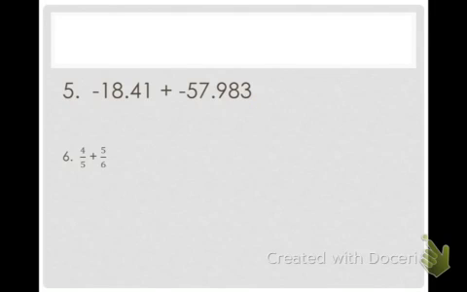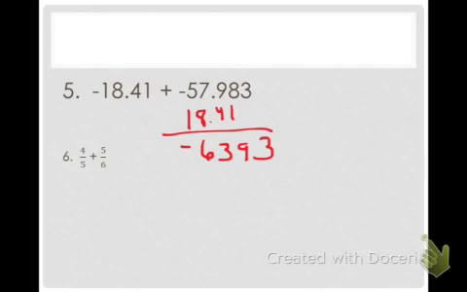Again, in decimals, we're going to have to line up our decimal point. The signs are the same, so we're just going to line them up and add the two together. I'm just going to put it under here, 0.41, and just do your adding. Bring your decimal straight down, and then keep the sign.